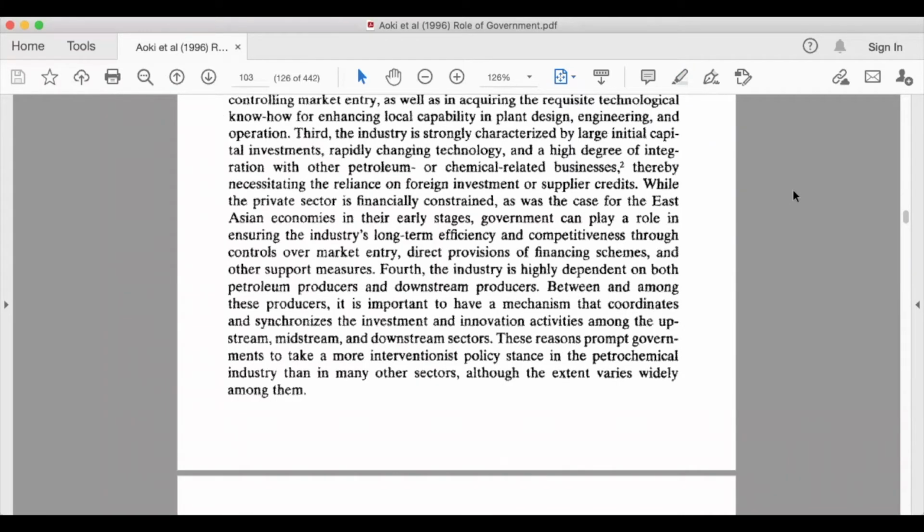Third, the industry is strongly characterized by large initial capital investments, rapidly changing technology, and a high degree of integration with other petroleum or chemical related businesses, thereby necessitating the reliance on foreign investment or supplier credits. While the private sector is financially constrained, as was the case for East Asian economies in their early stages, government can play a role in ensuring the industry's long-term efficiency and competitiveness through controls over market entry, direct provision of financing schemes, and other support measures.